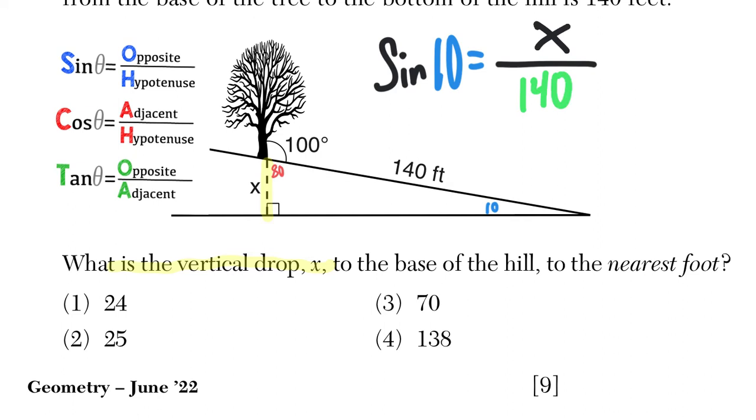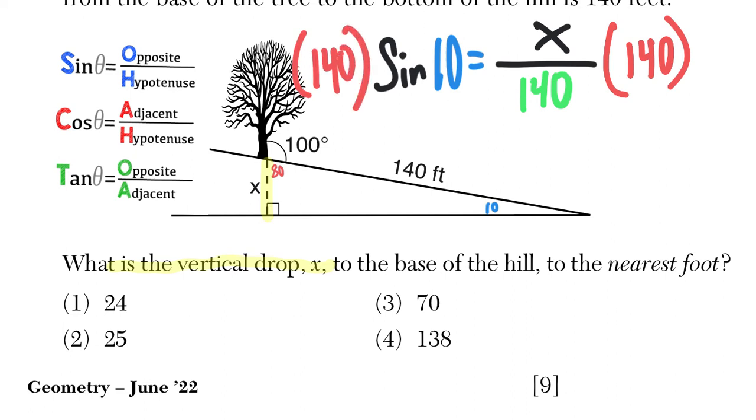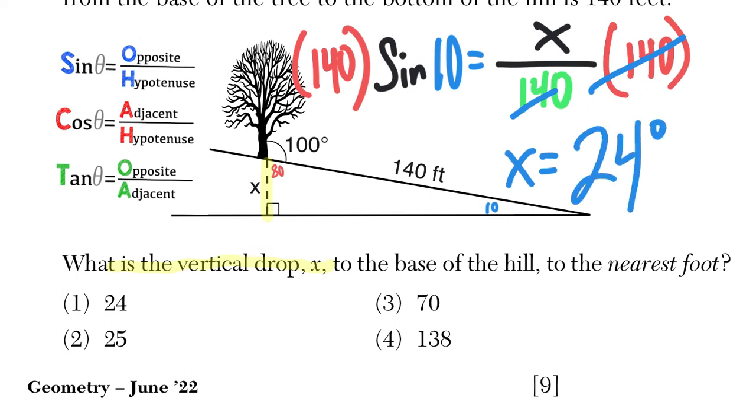And here's what I know. We want to isolate x, so we're going to multiply both sides by 140. And when we do, I know that this cancels out. And so x equals what? When you plug 140 sine 10 into your calculator, that's going to give you 24. And I'm looking at the four options we have. Option 1 is the correct answer.